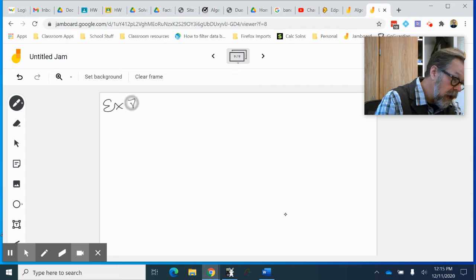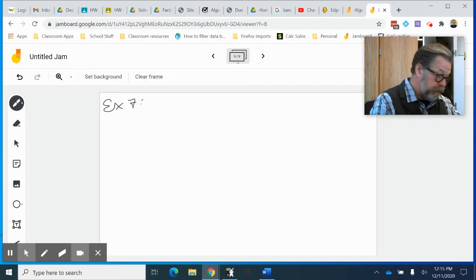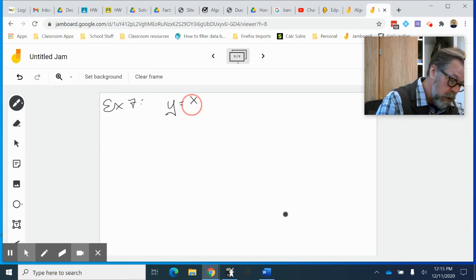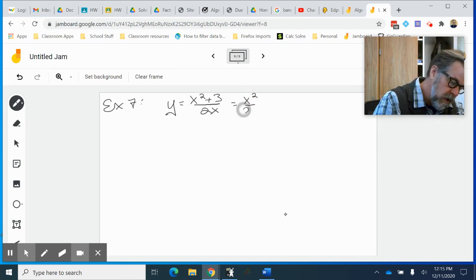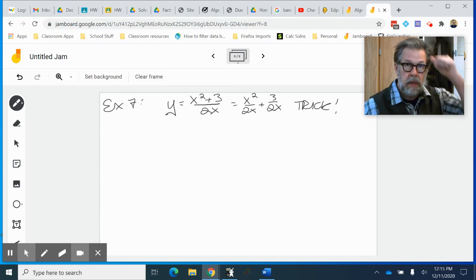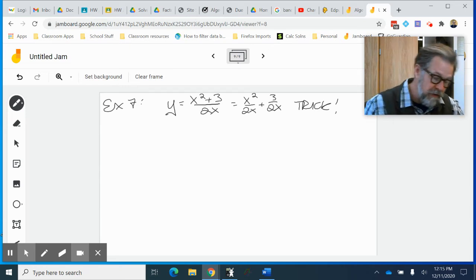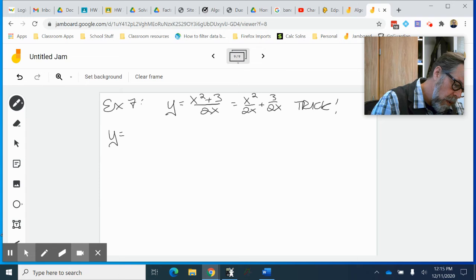Let's do a quick example. Let's look at y equals x squared plus 3 over 2x. Now, we could use the quotient rule for this, but the other thing that we can do is rewrite this as two separate functions, x squared over 2x plus 3 over 2x. And guys, here's the trick. Anytime you see a variable in the bottom of a function and you're talking about finding a derivative, rewrite it as a negative exponent. So what we've got now is y equals, doing some simplification, 1/2 x plus 3/2 x to the negative 1.